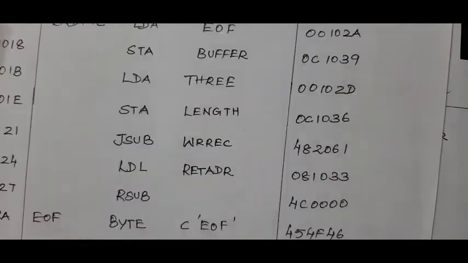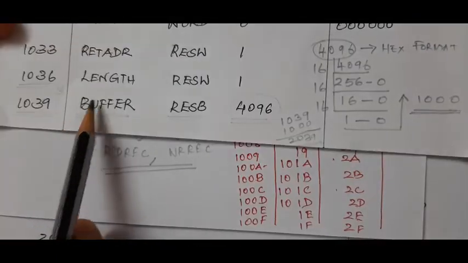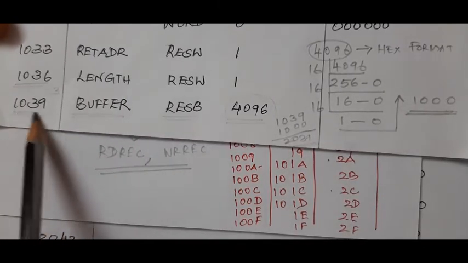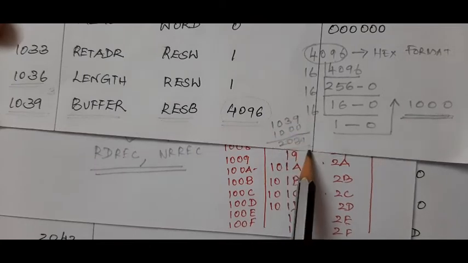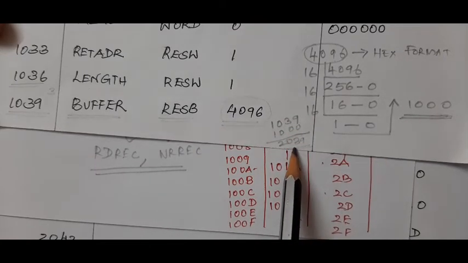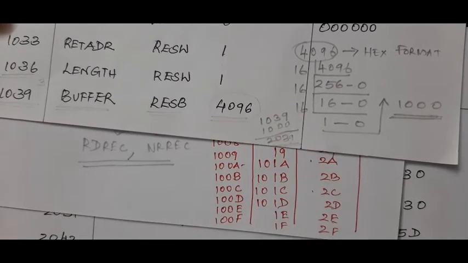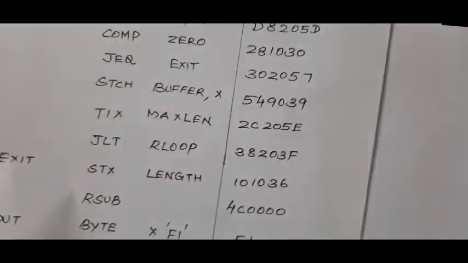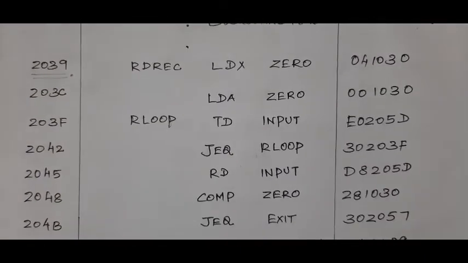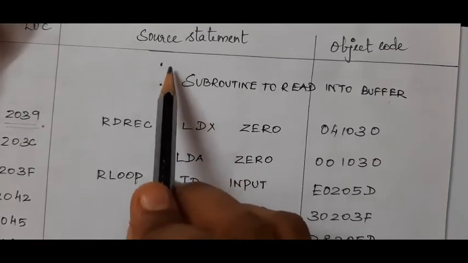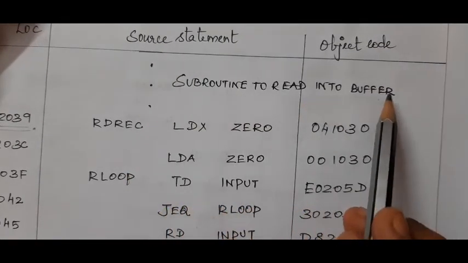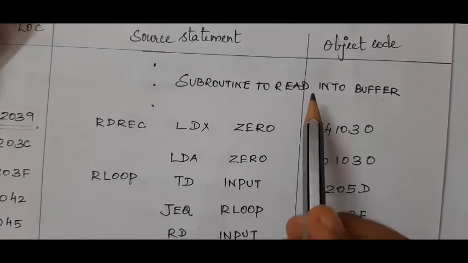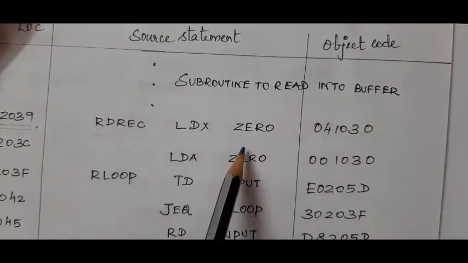Okay. So here, as I told you, in hexadecimal format, we converted, and 1039 location uses 1000 memory spaces. So the next instruction starts from where? 2039. So the next instruction we'll see here. See, 2039 it is starting. What were they doing in between? Subroutine to read into the buffer. Now you are going to what? You are going to read the record from the device.